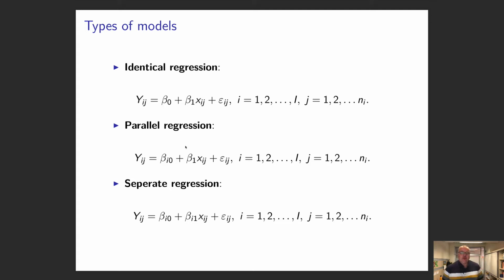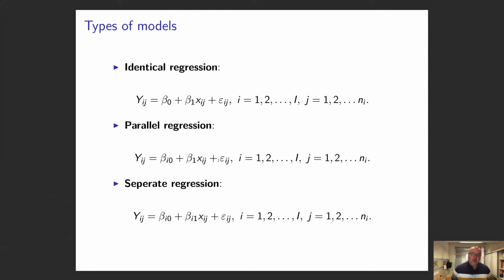The first one, the identical regression, says we have one regression line for all the data. So it's of the form y_ij equals beta 0 plus beta 1 x_ij plus epsilon_ij, where in this case our i is the level of the categorical variable, in this case manual or automatic, and our j would be the observation within each group. So this is just a straight line. We have this one intercept, one slope, all fine.